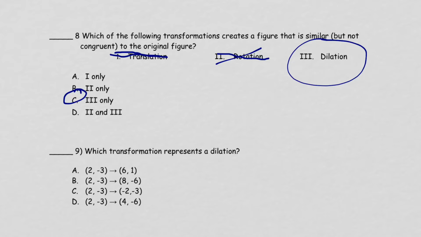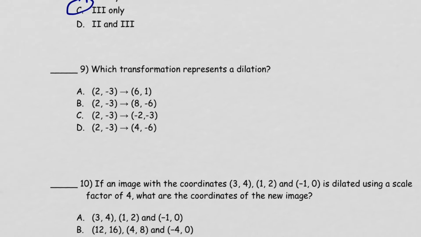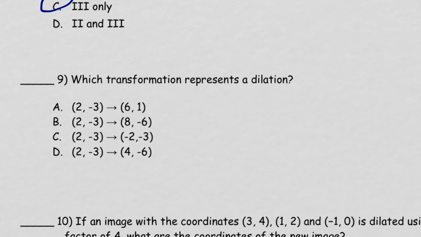And then number 9, which transformation represents a dilation? Some people had some trouble with this one. Remember, in order for it to be a dilation, whatever you're multiplying this x by to get the transformed x, you have to multiply the same thing by the y in order to get the transformed y. And since we have to multiply 2 by 3 to get 6, and if we multiply this negative 3 by 3, it gives us negative 9, not 1. We know that that can't be the answer.